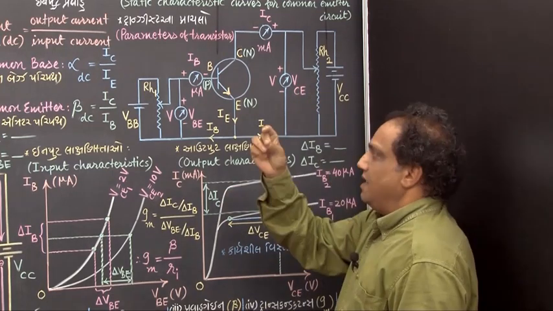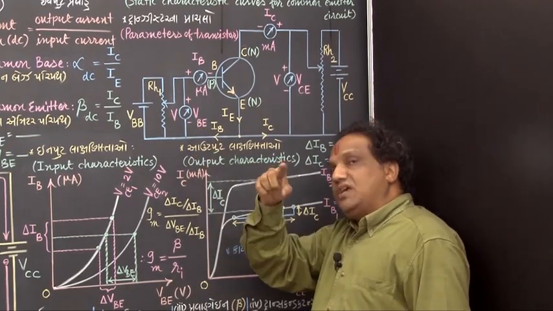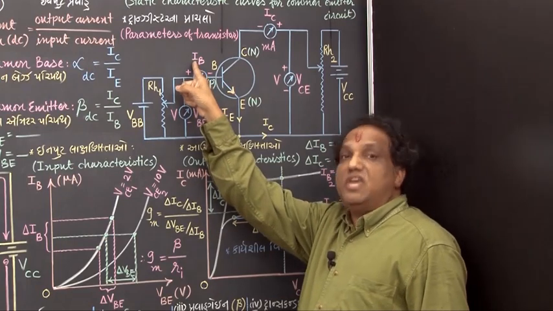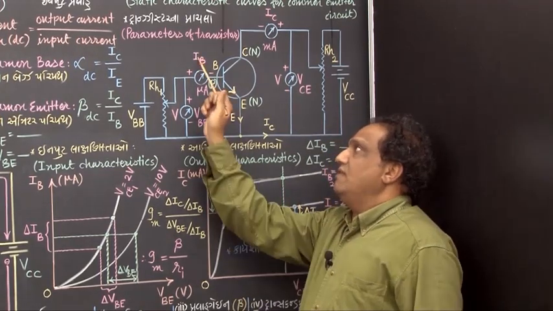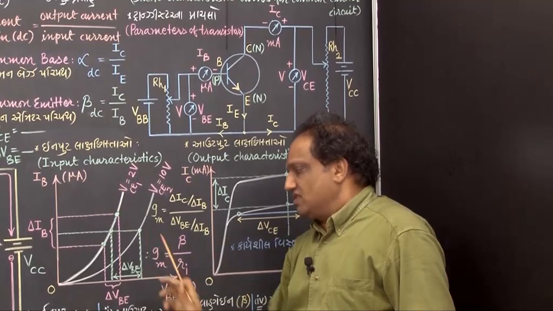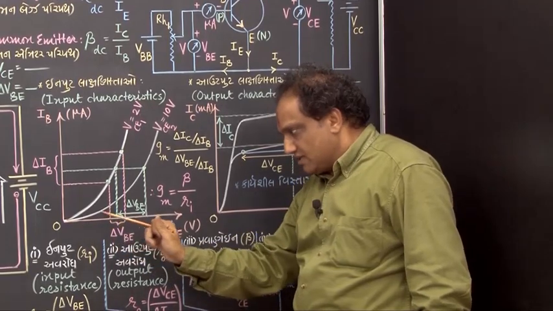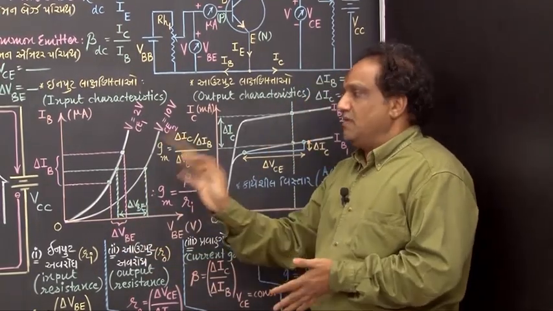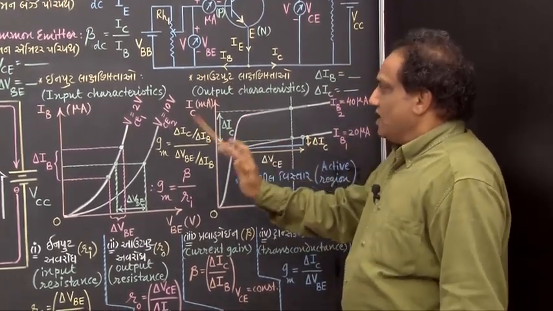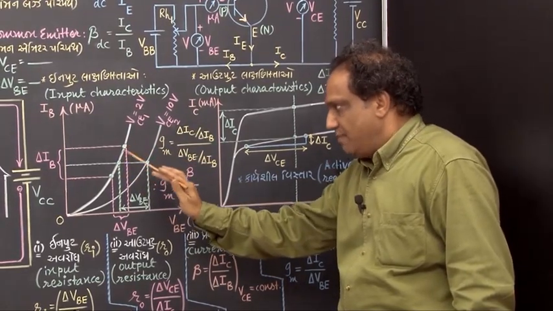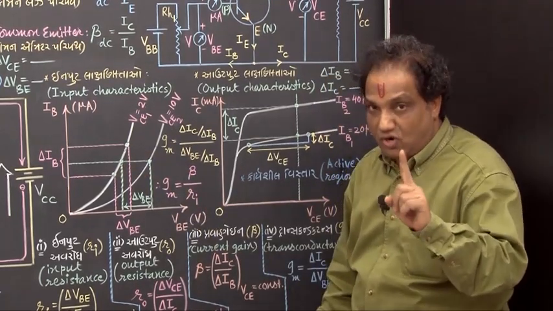Don't disturb this, and now change the position of this variable terminal. So what will happen? VBE will change, and every time you are supposed to record the value of IB, and then from the corresponding values of IB and VBE you can plot the graph of IB versus VBE. That second graph of IB versus VBE, for 10 volt constant value of output voltage, is found to be like this. This is how the input characteristic curves are plotted. Now whichever part you get, almost a straight part, the linear portion, that linear portion is known as the active region.